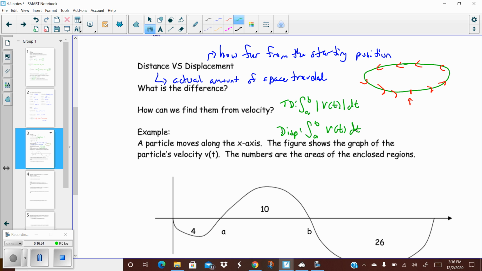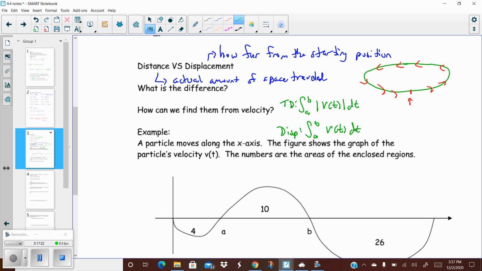So that's the difference. The two formulas obviously are extremely similar. Just know that total distance, because distance itself must be a positive value, is an absolute value of velocity when you take the integral. Displacement does not have to be positive, because we could be 5 feet to the left of where we started, which would technically be like a -5. And that's why the displacement does not have to have the absolute value.